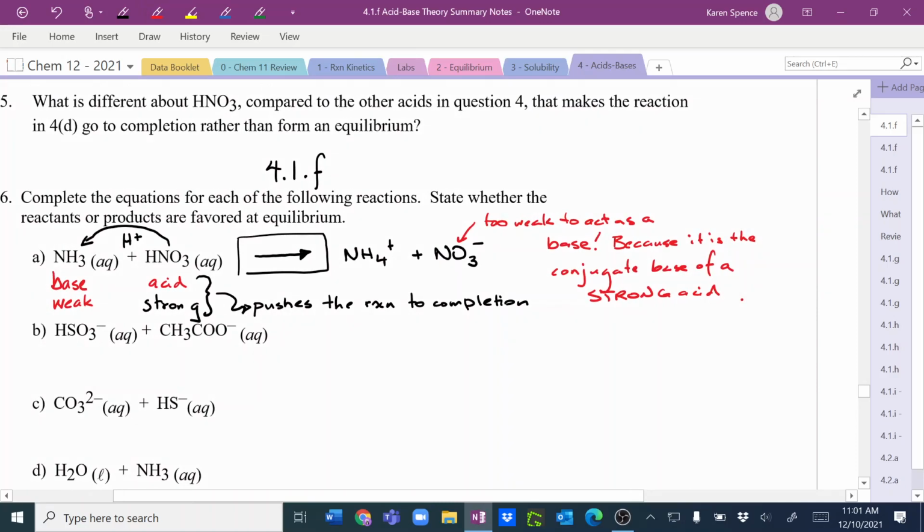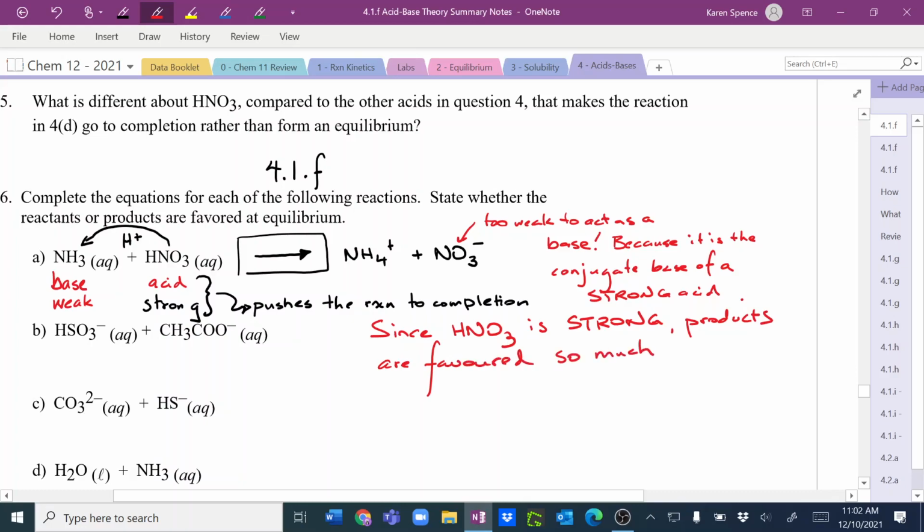And actually, the fact that we have a strong acid in this equation makes it a little easier to predict whether products or reactants are favored. Who's favored in this reaction? Who do we end up with more of at the end? Products. Yes, because that strong acid pushes it all the way to products. So products are so favored that there's nothing but products at the end.